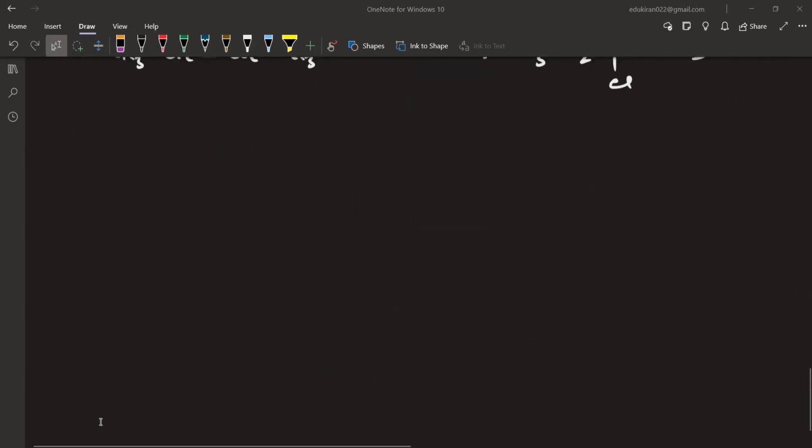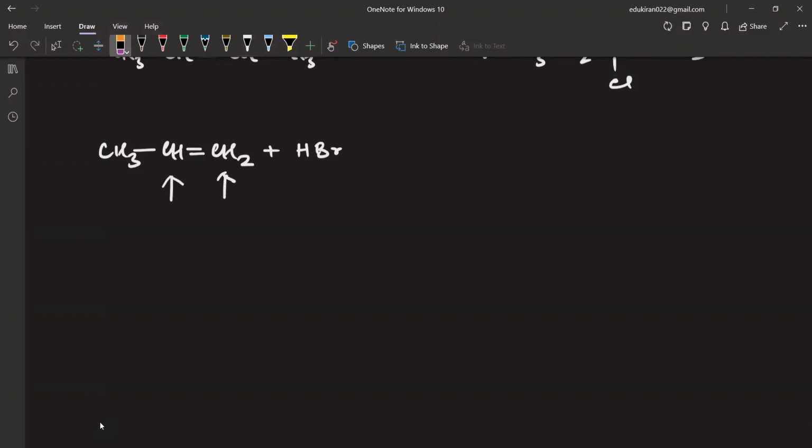Okay. See, let us have the reaction like this. CH3, CH double bond CH2. Now tell me, Sahel, are both the carbons same or different? I mean, the carbons, you have to look at the double bond. Those two carbons in the double bond, are they same or different? No, those are different, right? CH2 and CH. Yes, this is visible. They are different.